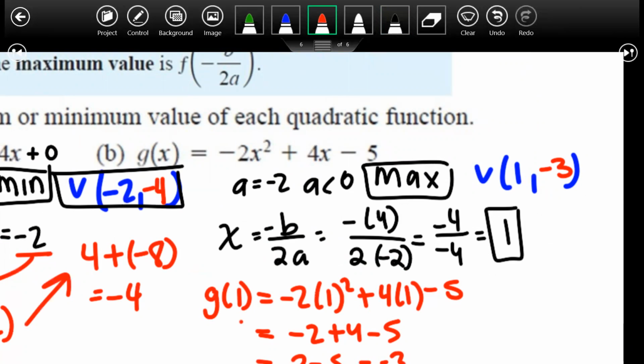Negative 2 minus 5? Oh, you square the one. Yeah, 1 squared. 1 squared is 1. 1 times -2 is -2. You can plug this in directly into your calculator.